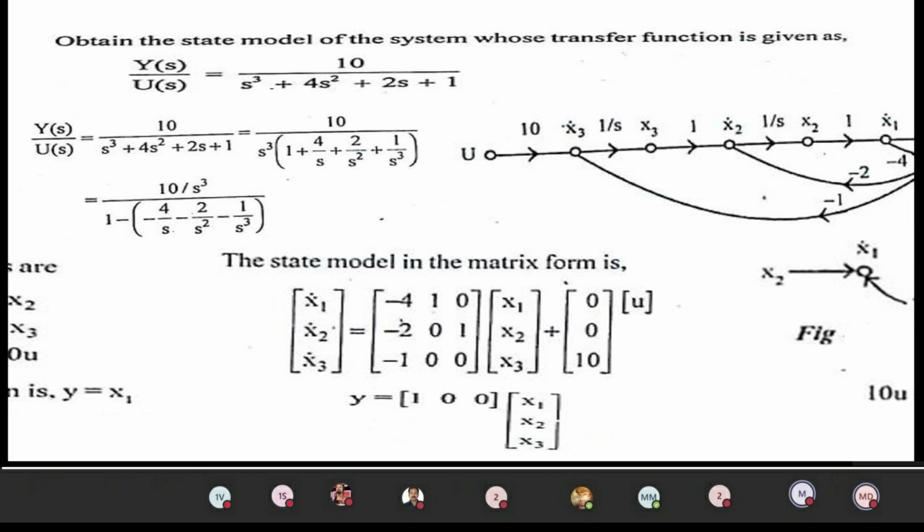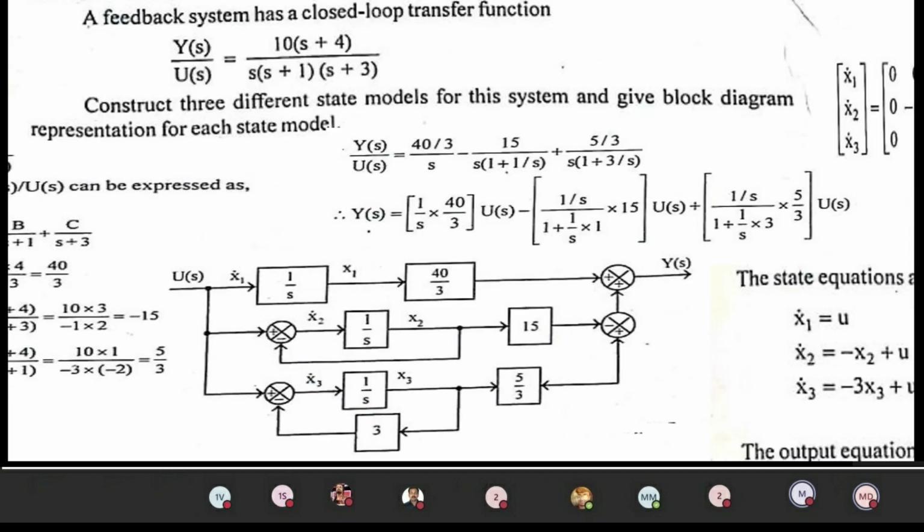The state model formula is x dot equal to A into X plus B into U. So that will be the thing. Okay, and then you can see the next slide. You can see the canonical state model. So how can we write the canonical state model for any given transfer function? You can see the transfer function.